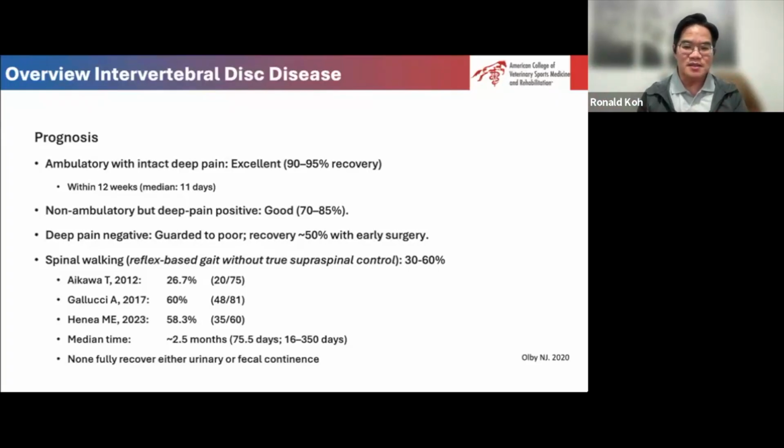I usually tell the owner, if you really want the dog to become a spinal walker, give me at least 6 months to do an intense rehab. And then we can see whether or not it's successful. Again, if that doesn't work, at least the dog will still get good rehab to strengthen other useful limbs. But if not, then unfortunately that's going to be the case. Okay. One thing about those spinal walkers, they never recover either urinary or fecal incontinence.